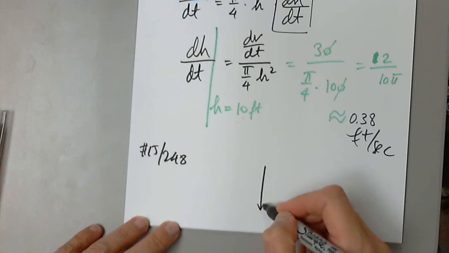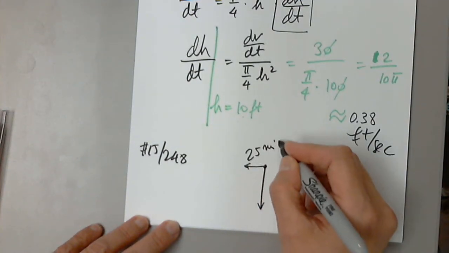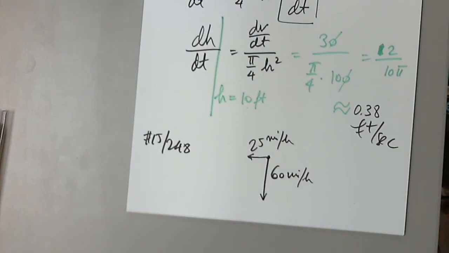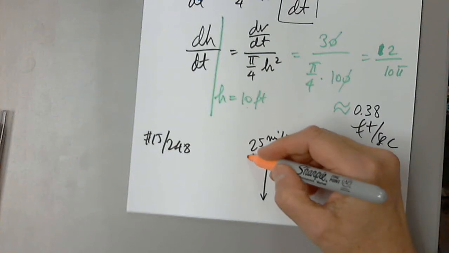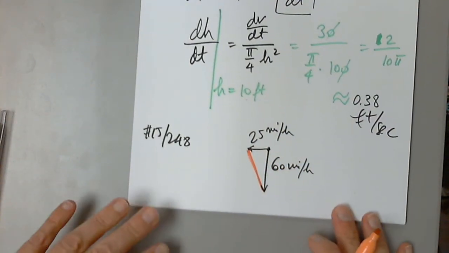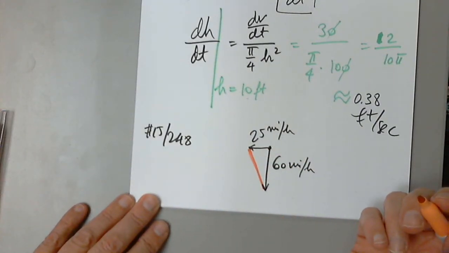So one starts here and the other one here. This at 25 miles per hour, this at 60 miles per hour. And we're interested in how fast this distance is changing. I cannot call it D because dD will be a problem. I'm going to call it either Z or W. Which one do you prefer? Z. Z.